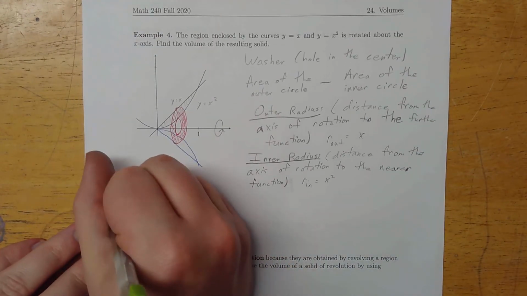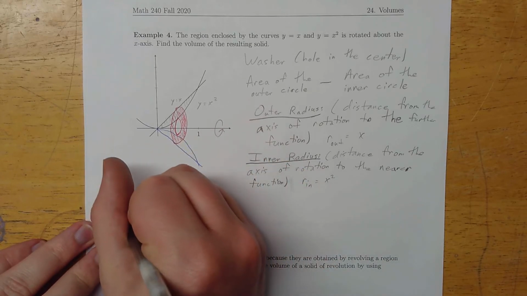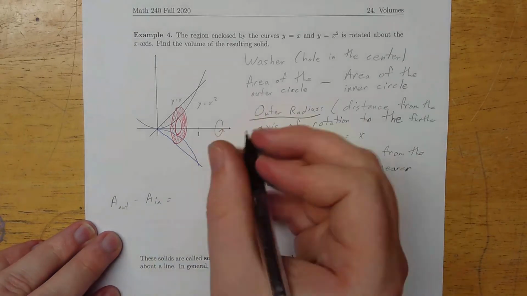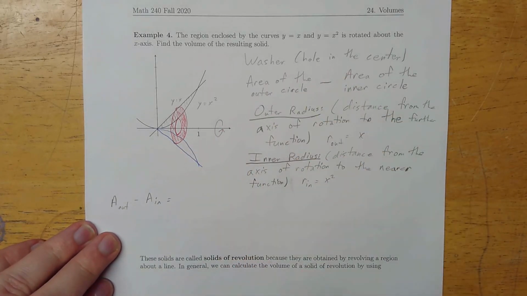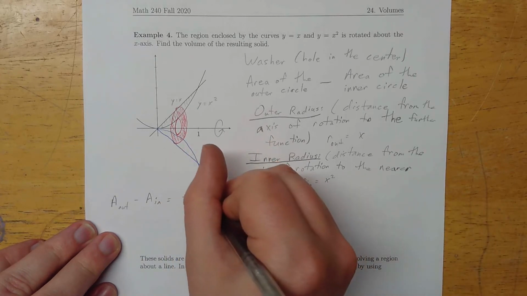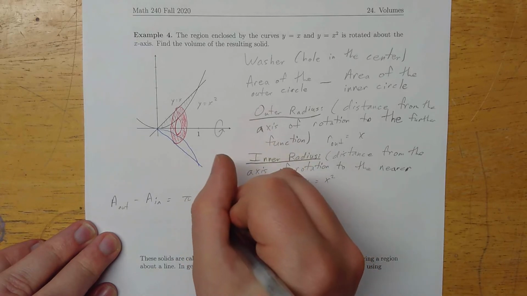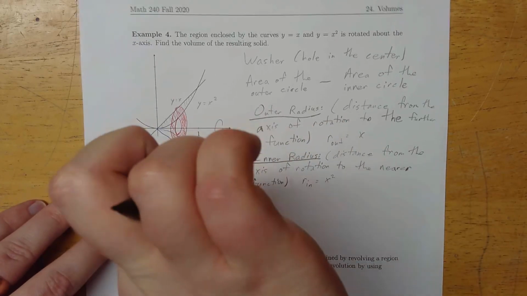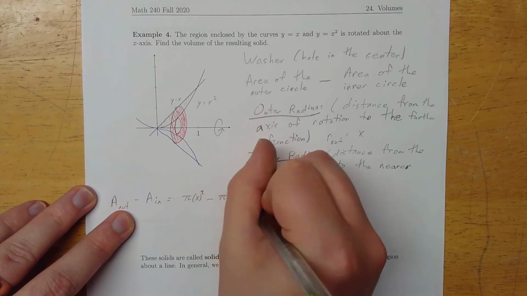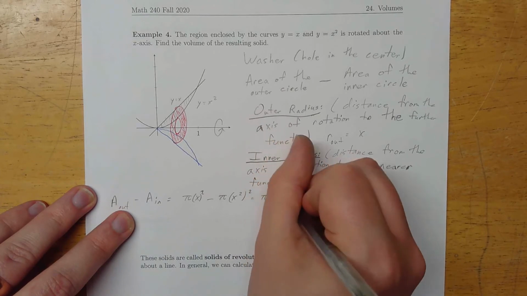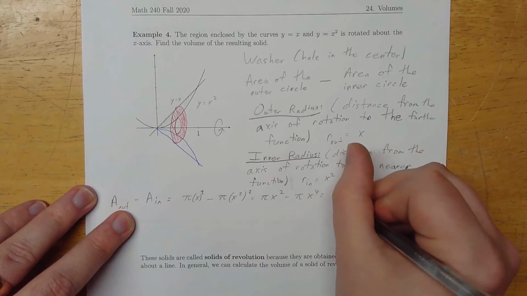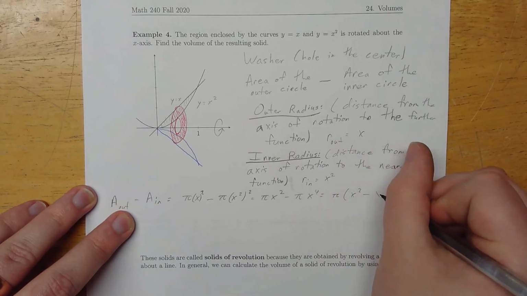So our area for our outer minus our area for our inner, which will help us find the actual area that we're looking for, will be pi x squared minus pi x squared squared, or in other words, it'll be pi x squared minus pi x to the fourth, or just pi times x squared minus x to the fourth.